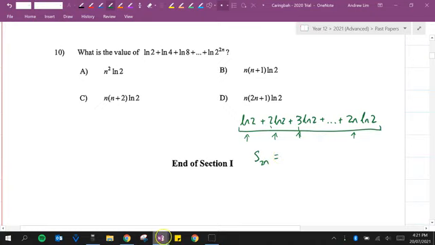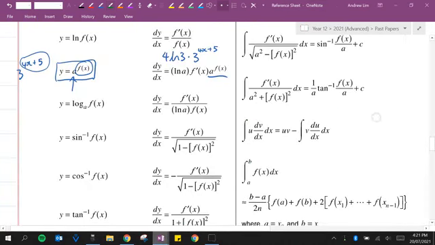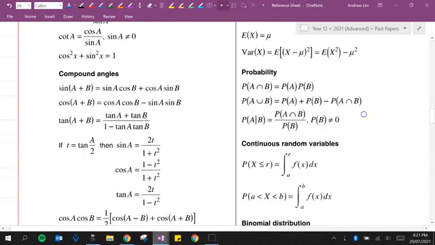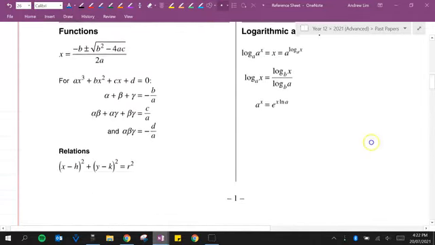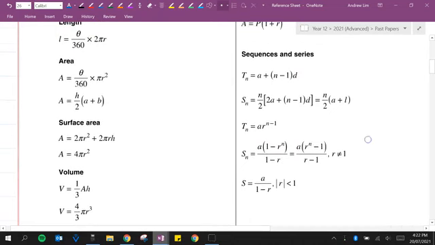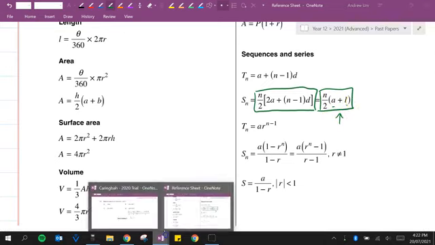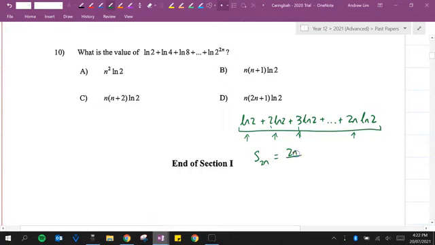Well, let's have a look at our reference sheet. Let's see what we can find for this topic, series and sequences. Here it is. Now it's an AP because it has a common difference of ln of 2. So I'm going to use either this one or this one. I'm going to use the second one because I do have my first term and my last term. So it's n over 2, the number of terms over 2, times a plus l.